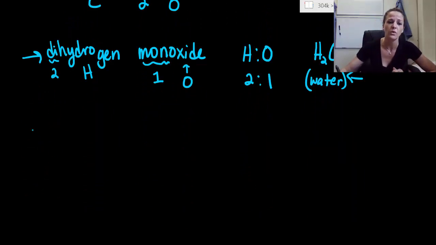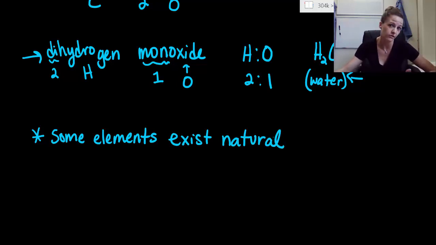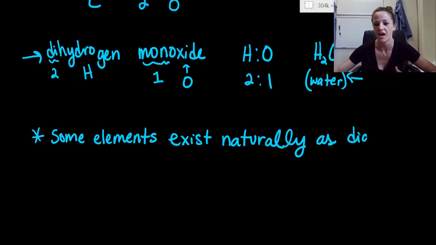Another thing I want to point out while we're talking about chemical formulas is these things called diatomic molecules. What I need to tell you is that some elements exist naturally in their standard state, so at regular temperature, like 25 degrees, and atmospheric pressure, as diatomic molecules.